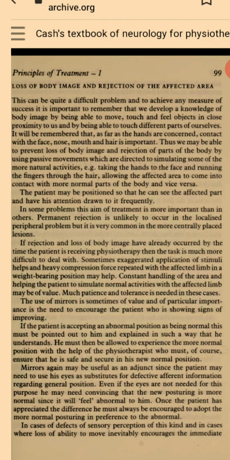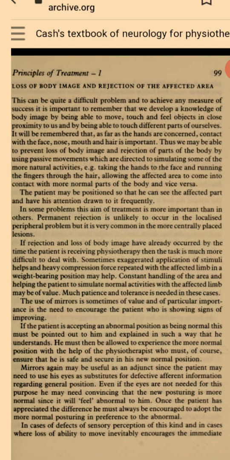For example, taking hands to the face and running the fingers through the hair, allowing the affected area to come into contact with more normal parts of the body and vice versa. The patient may be positioned so that he can see the affected part and have his attention drawn to it frequently. In some problems, this aim of treatment is more important than in others.